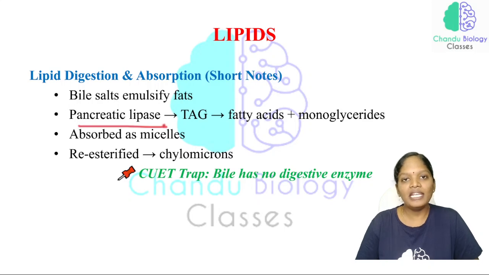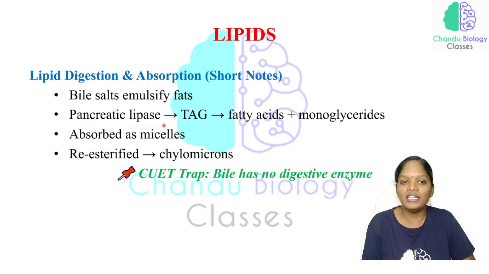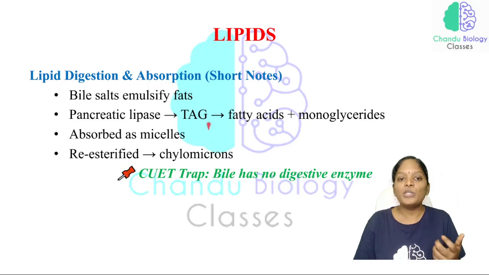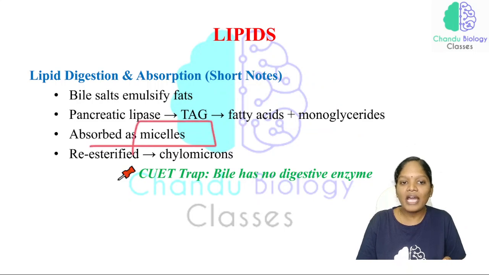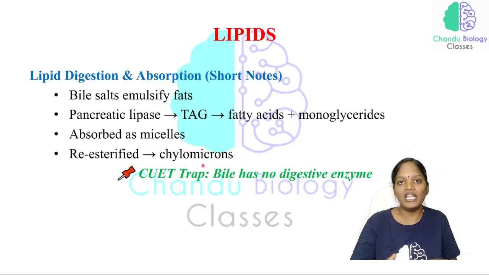And the pancreatic lipase. In the pancreas we are having an enzyme which is exclusively made for the digestion of the lipids, and that is nothing but a lipase. It is present in the pancreas, so that is why the name pancreatic lipase. This is the enzyme which is breaking the triacylglycerides into fatty acid plus monoglyceride. So this will be the simplest form of the lipid, and it is absorbed as micelles, and that is re-esterified into chylomicrons. So the transport material of the lipid will be the chylomicrons.